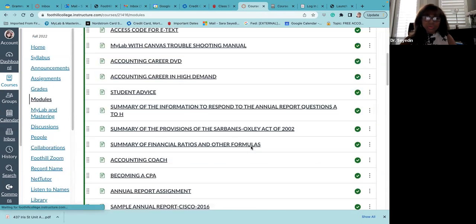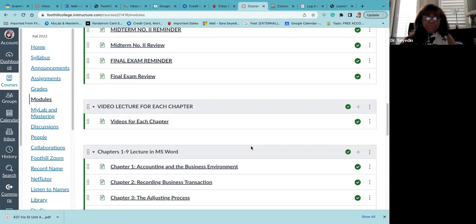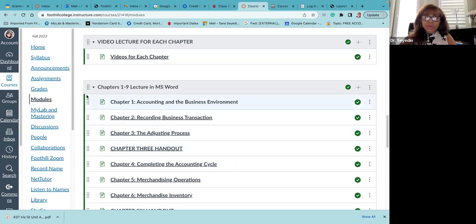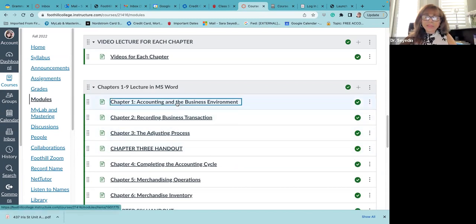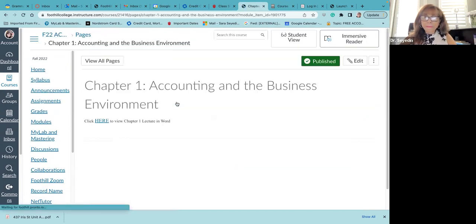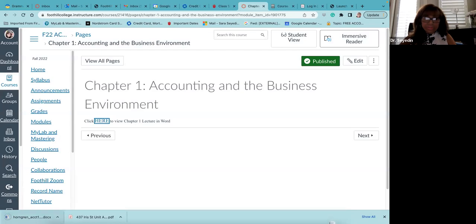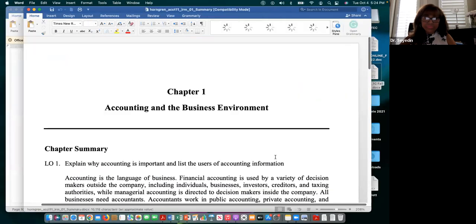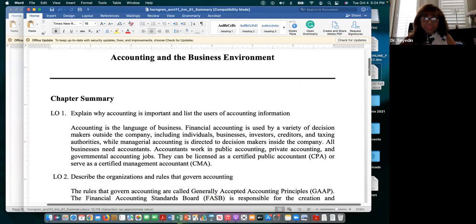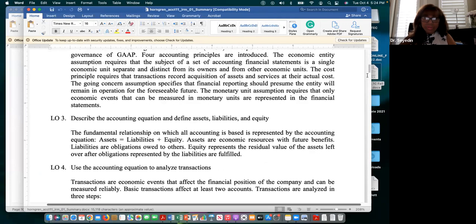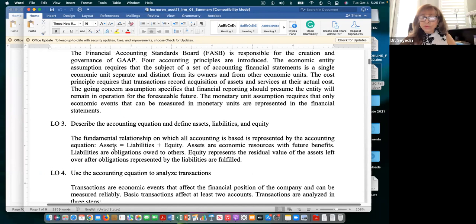And on modules, if you go to chapter 1 through 9, in chapter 1, I'm going to click on it. It downloads it. And there you go. Accounting equation, assets equal liabilities plus owner's equity.